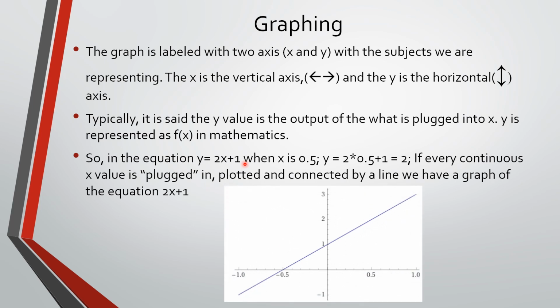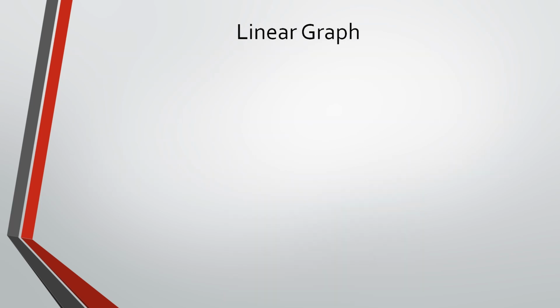So the graph of the equation 2x plus 1 is represented here. If we took a half right here, this is the x value of a half, and we just went up to the line and see what the value is at the y at that point. It's 2. So that can be very useful for solving an equation sometimes that maybe can't be solved otherwise, or just visualizing things.